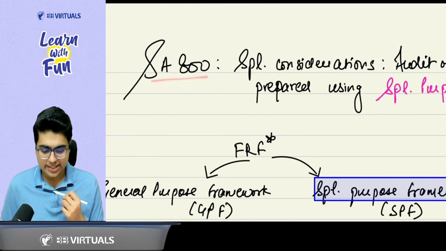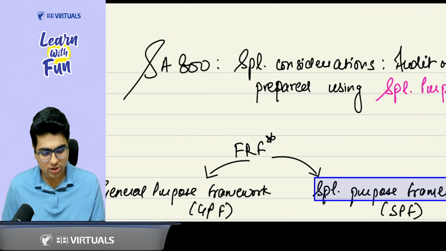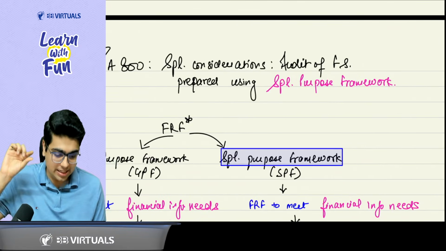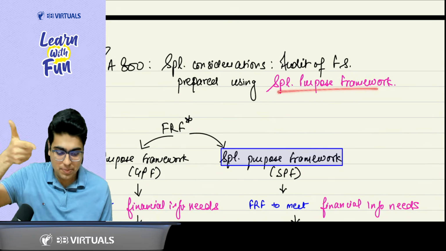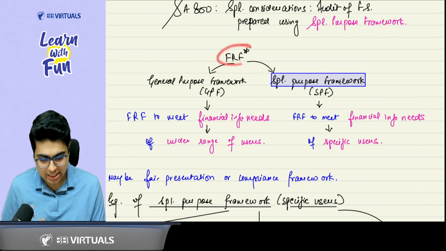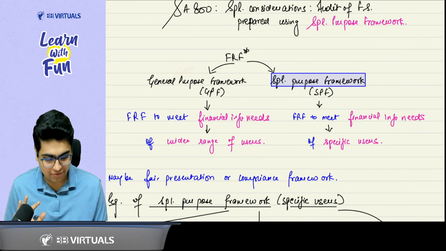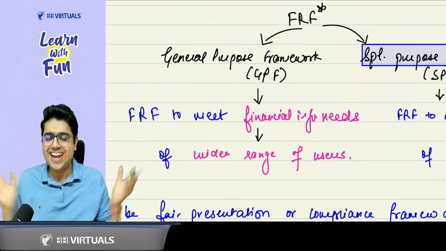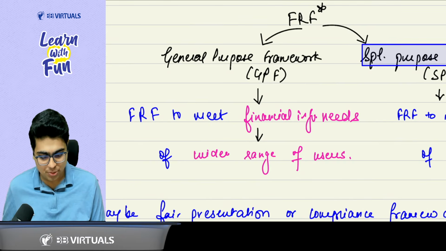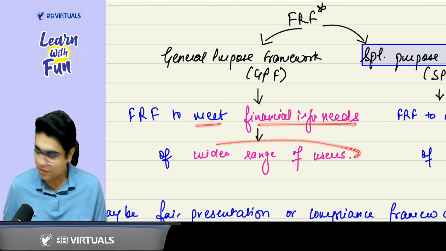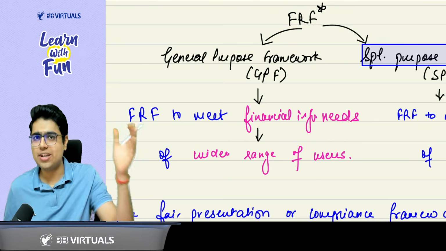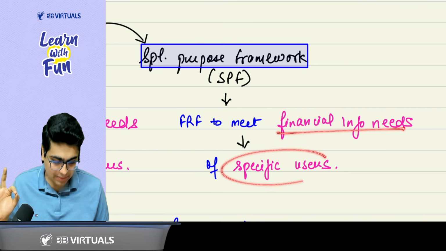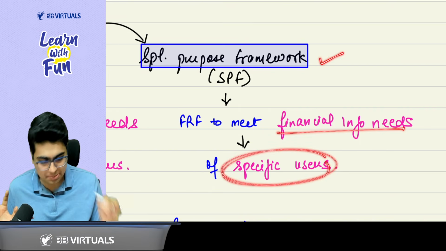It talks about SA 800. Now, sir, what does the SA 800 series talk about? It talks about special considerations in an audit of financial statements prepared as per special purpose framework. Sir, special purpose framework? So please understand. Financial reporting frameworks are of two types: general purpose framework and special purpose framework. General purpose framework is for generally everyone, that is, the financial reporting framework meets the financial information needs of a wide range of users. But when your financial statements are prepared to meet the financial information needs of some specific users, then you call it special purpose framework.